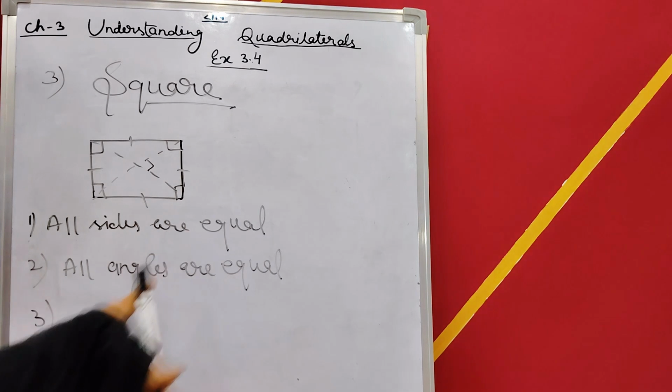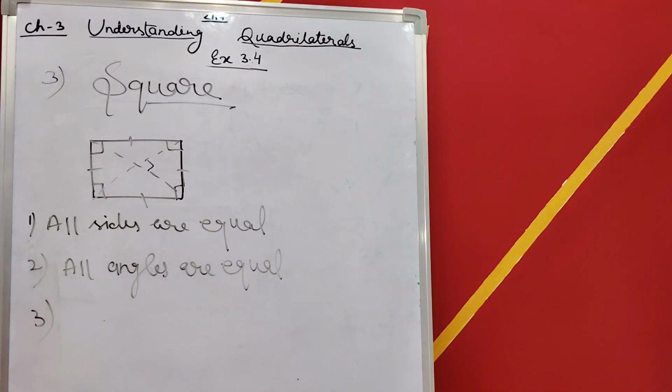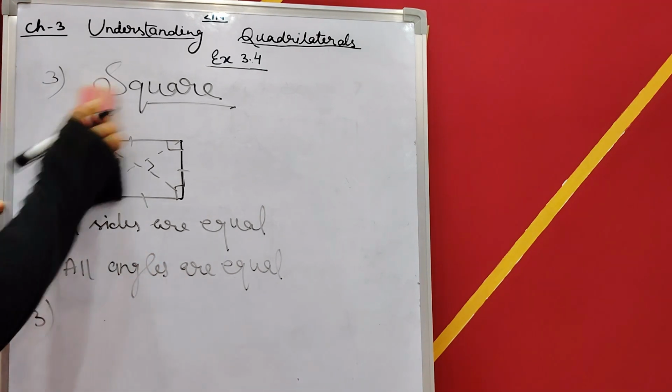So basically you can see over here that the square holds the properties of a rhombus as well as a rectangle. So we can say a square is basically a rhombus as well as a rectangle. Got it? Hope you all are getting the point.